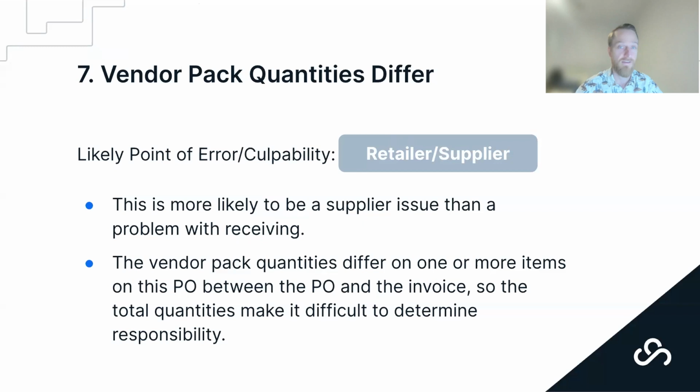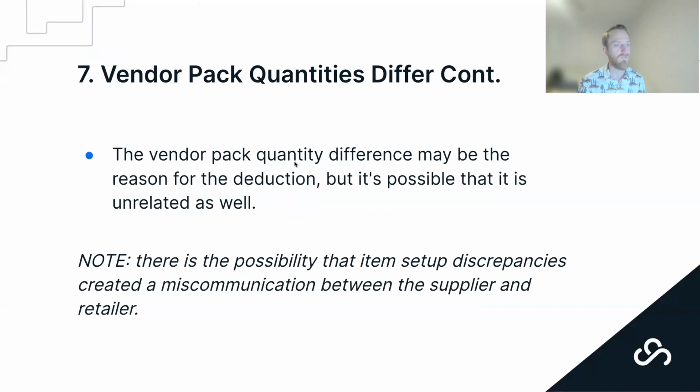Especially if you're invoicing in cases, which not all suppliers do, but some do. If you invoice in cases and those vendor pack quantities differ, then there's going to be a discrepancy between the total units ordered and the total units invoiced. This is sometimes an item setup issue, which we've talked about here on the bottom of this slide. So this is one where you'd want to check both systems, Walmart's system as well as your own, to try to understand which one is correct and needs updating.